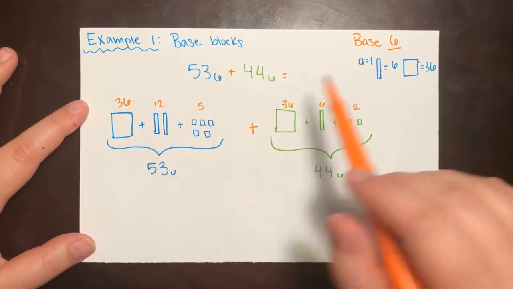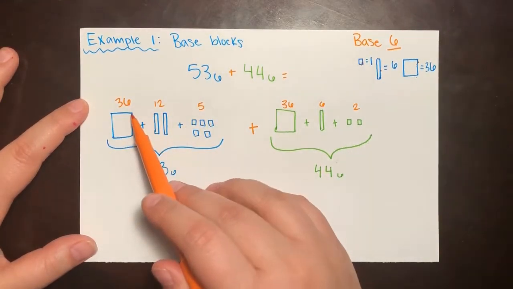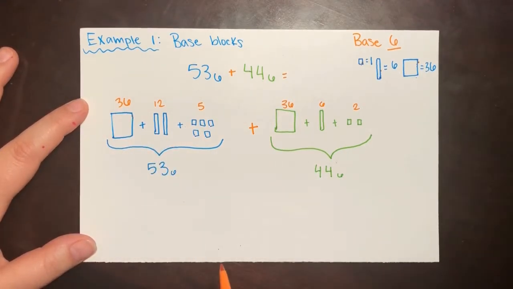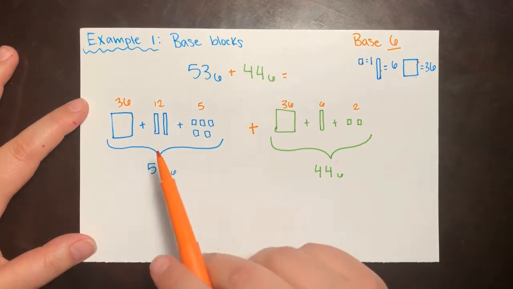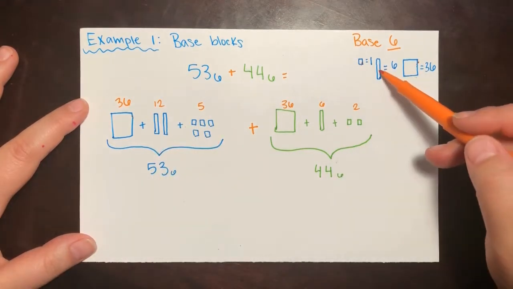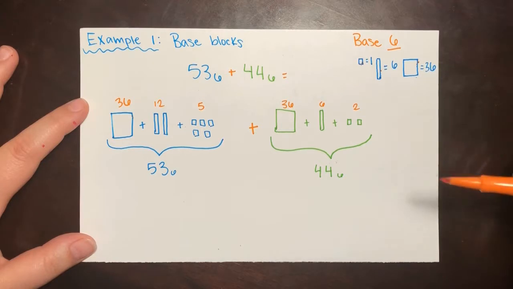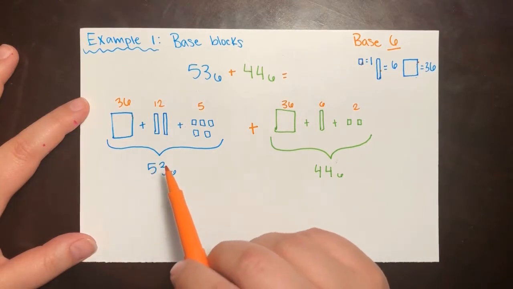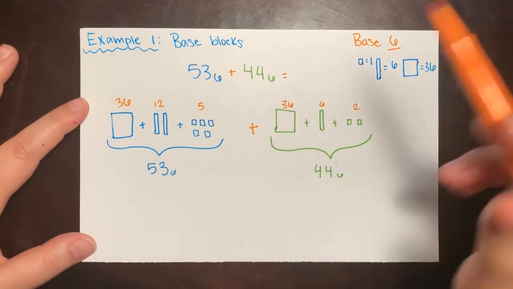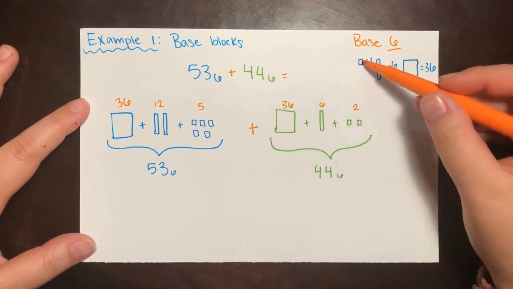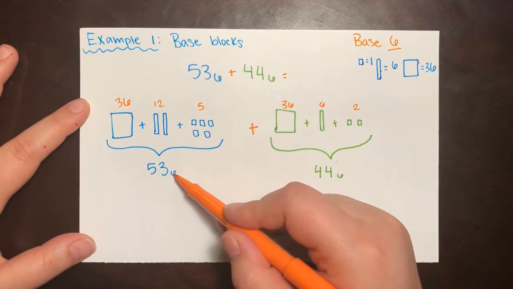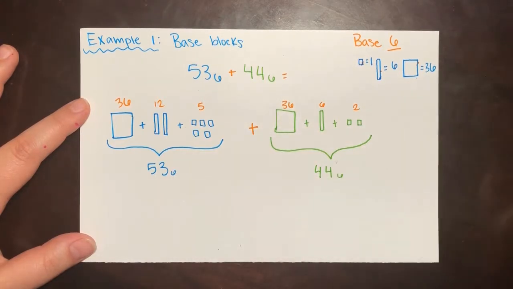36 goes into 53 once, right? So we only do 1 flat. And then after that, we have 17 left that we need to handle. So how many times does 6 go into 17? Only twice, because 3 times would be 18, right? So we add 2 rods, and then after that we have 5 left that we need to take care of. 5 is 1 less than 6, so we just write 5 units. And altogether that's going to equal 53 in base 6.